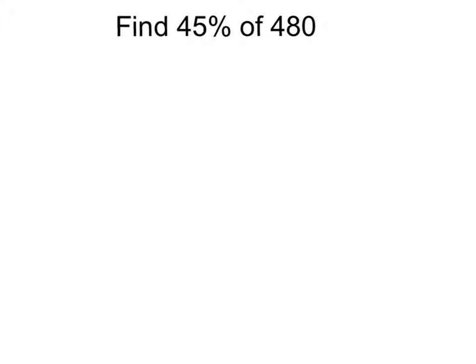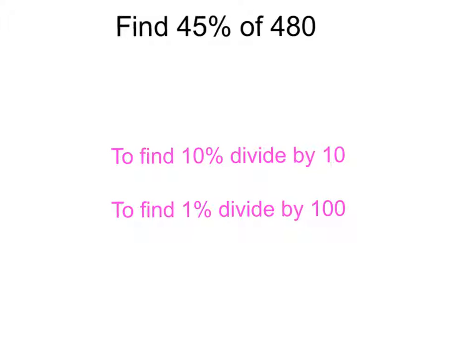Okay, so we're finding 45% of 480. Now, before I can find 45%, I need to think of the two important facts which are key to answering all percentage questions. And those are finding 10% and finding 1%. So in order to find 10% of something, you need to divide by 10. And in order to find 1%, you divide by 100.